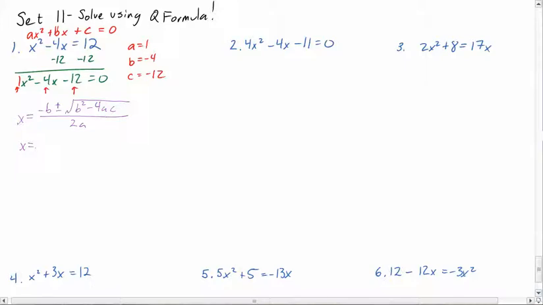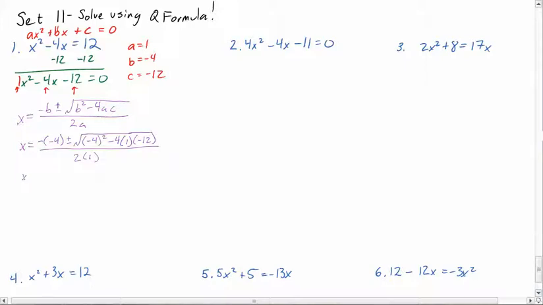But once you have that, then we just go negative 4. Now note that every single time I put in a variable, I put it in parentheses. It doesn't matter where it is. This is to make sure that I actually follow PEMDAS and I do the things that I'm supposed to. A was 1, C was negative 12, and then put it all over 2 times A.